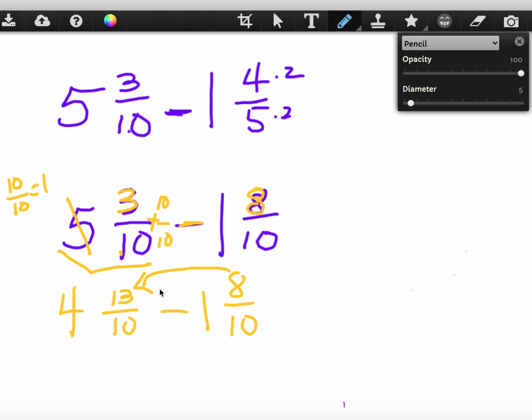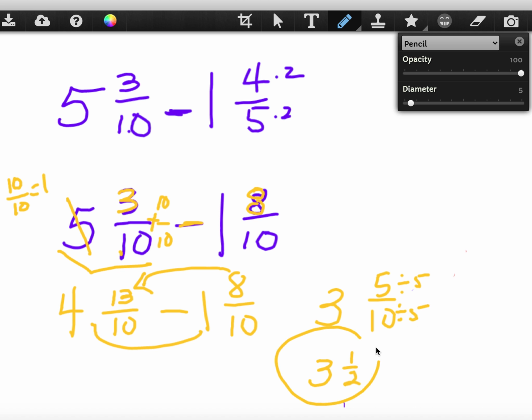So let's go. 8 from 13, 5 over 10. 1 from 4, 3. 3 and 5/10. Always look at my fraction to see if I can simplify, which I can. Can divide by 5, and get 1/2. And that's my final answer.